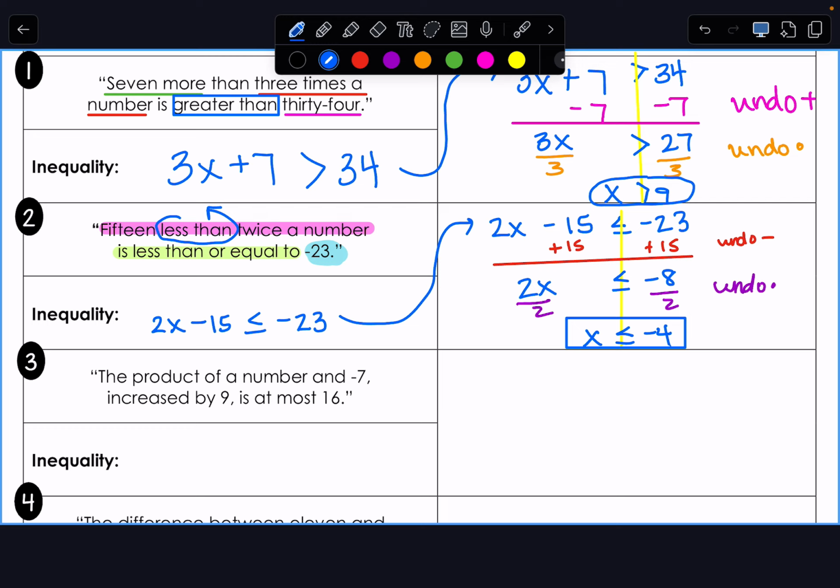Okay, so negative 23 plus 15. So 23, make it negative. I do minus. Plus 15. Yeah. There you go.